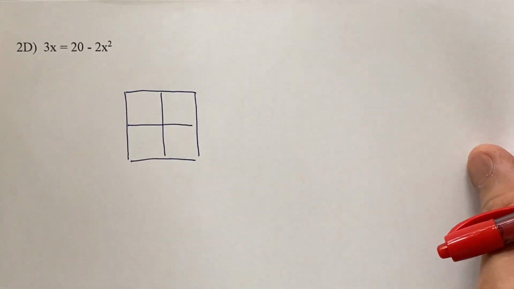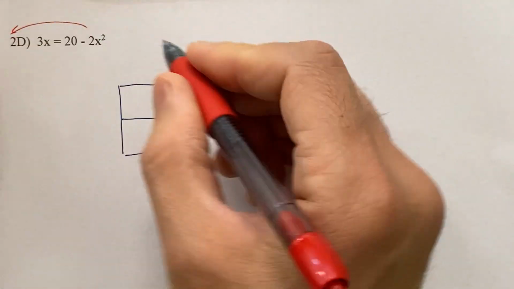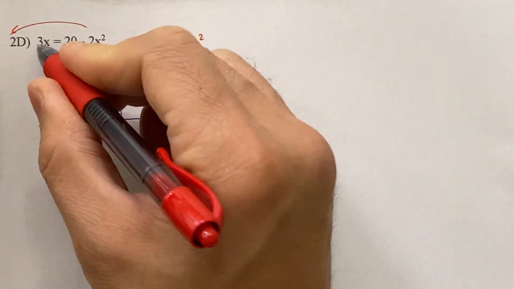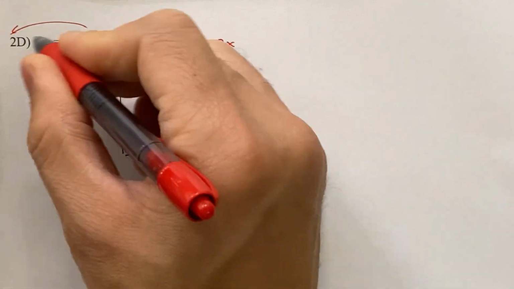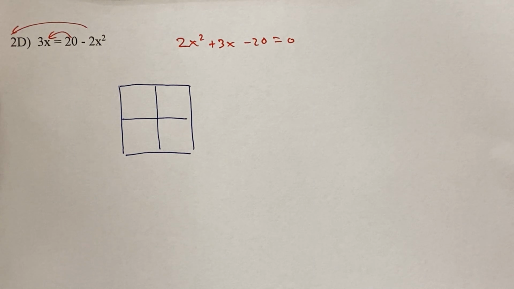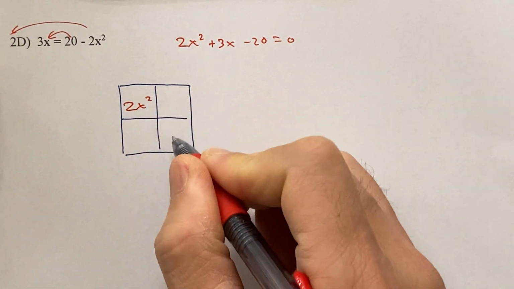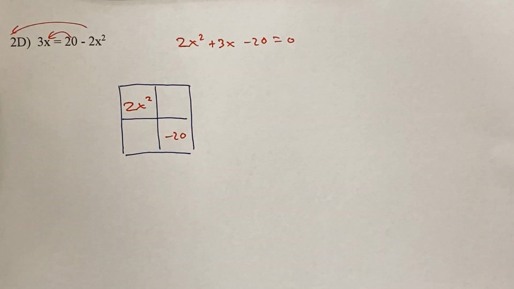If I take a look at this problem, once again, got to get into standard form. So I'm going to add 2x squared to both sides. This is still a positive 3x on the left. Then subtract 20 from both sides. So here it is in standard form. Check for GCF, there isn't any. So I can start filling out the first and the last part of my table.